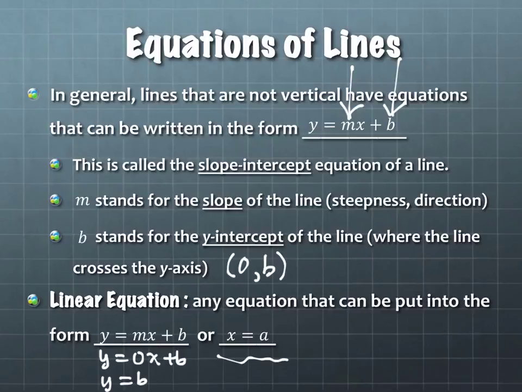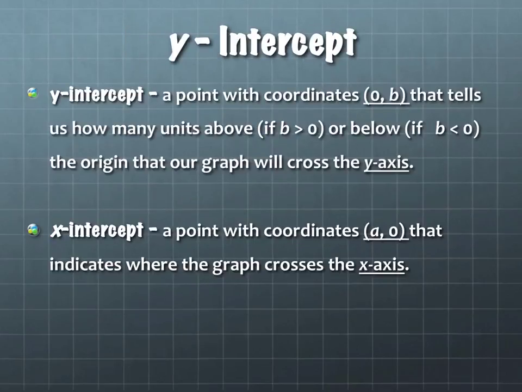Okay, so very specifically, I already mentioned this, but a y-intercept is a point with coordinates (0, b). It tells us how many units above, if b is positive, or below, if b is negative, the origin that our graph will cross the y-axis. And then the x-intercept is a point with coordinates (a, 0) that indicate where the graph crosses the x-axis. If a is positive, it will cross the x-axis on the right. If a is negative, it will cross the x-axis on the left. We've got a picture coming up for both of these ideas too.